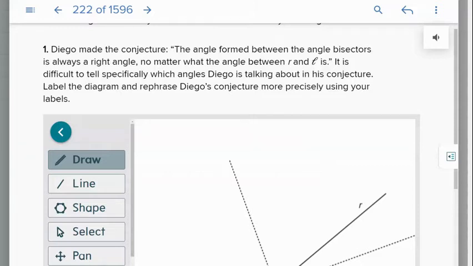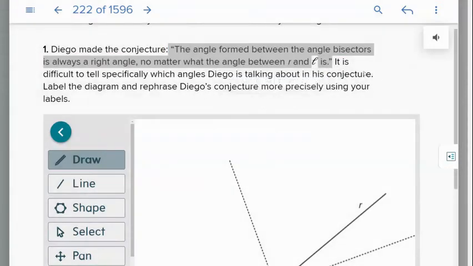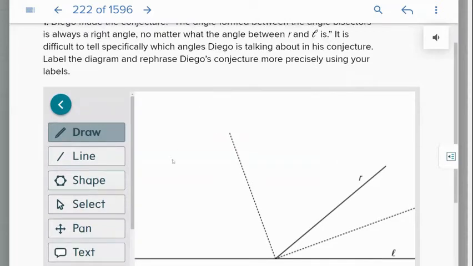Now, Diego makes a conjecture, and he ends up saying that the angle formed between the angle bisectors is always a right angle no matter what the angle between R and L is. And they flat out say it is difficult to tell specifically which angles Diego is talking about in his conjecture. Yeah, I have very little idea of what this kid's talking about.